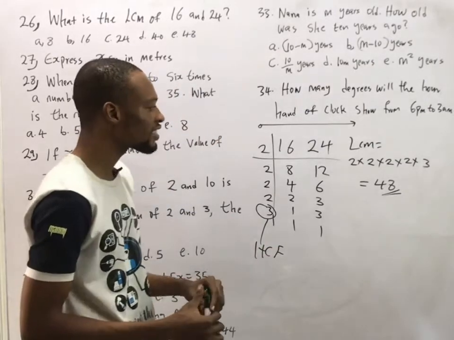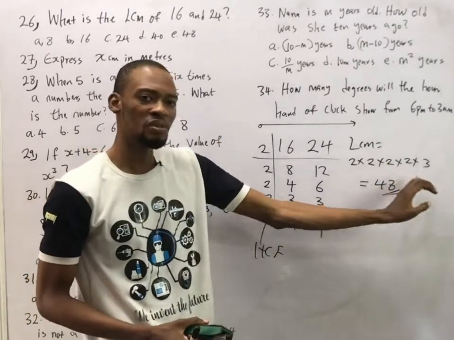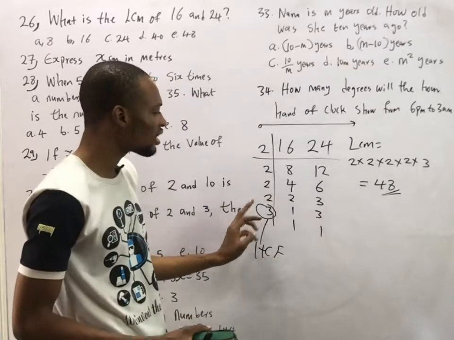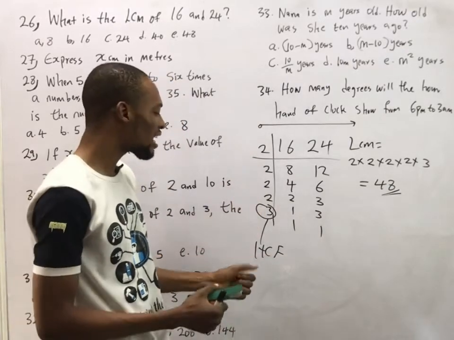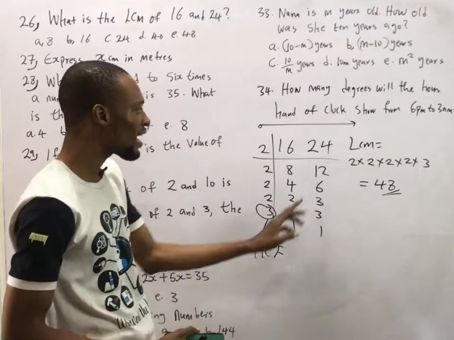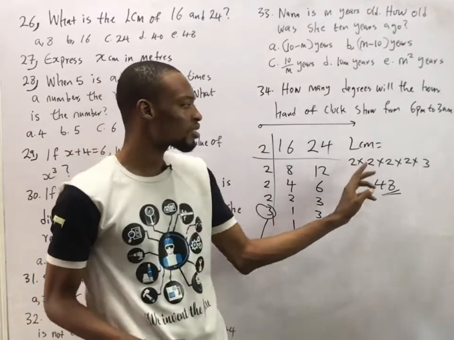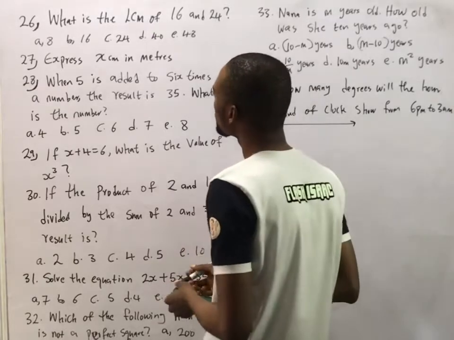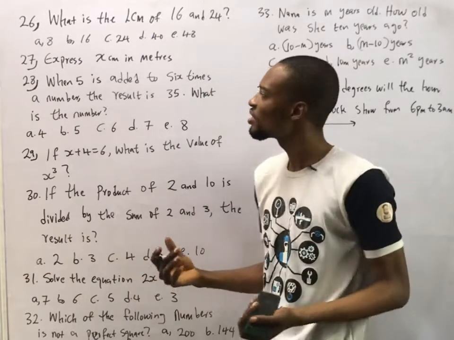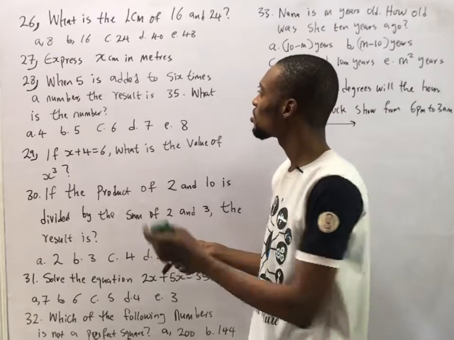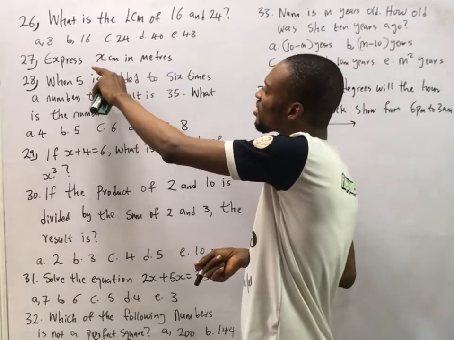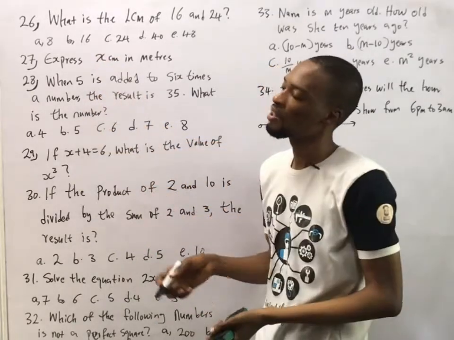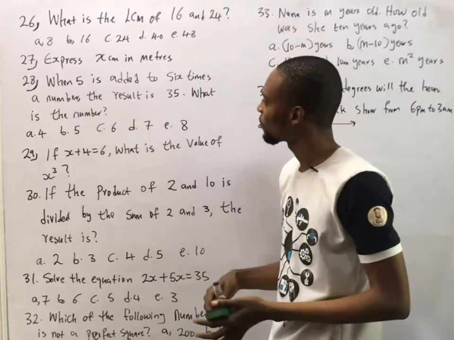So if you are asked for HCF, you don't need to multiply this way. Simply check here and look for the highest value. So that highest value is your highest common factor, while multiplying everything here is your lowest common multiple. Express 1 cm in meters. 100 cm is equal to 1 meter. So 1 cm is simply 1/100 of a meter. So that's the answer to that question.